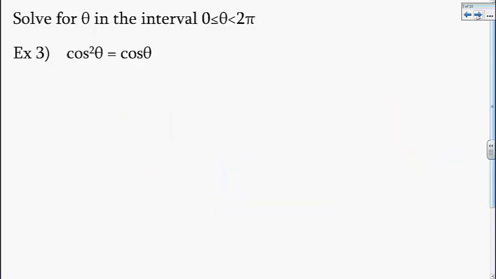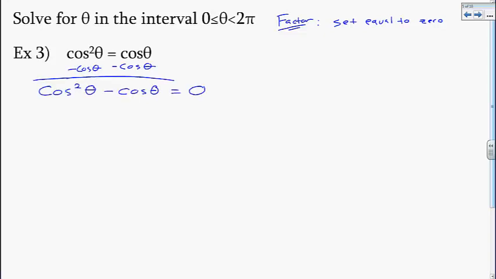In example 3, because we do not have an equation initially set to 0, we must manipulate the equation so that one side is equal to 0. We do this by subtracting cosine theta from both sides. This gives us cosine squared theta minus cosine theta equal to 0. Remember, we can do this because we are looking at cosine theta as our variable, and just as if it were the variable x, we can subtract it out from both sides.